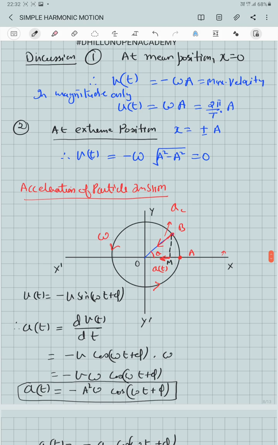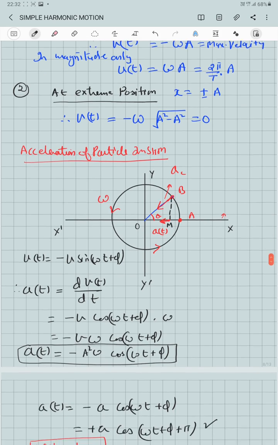The acceleration of the particle is directed from its instantaneous position toward the center of the circle, that is, it is a centripetal acceleration, which can be obtained by taking the time derivative of the velocity equation, which is minus vω cos(ωt + φ). As v is equal to Aω, we can also write acceleration as minus ωA² cos(ωt + φ).